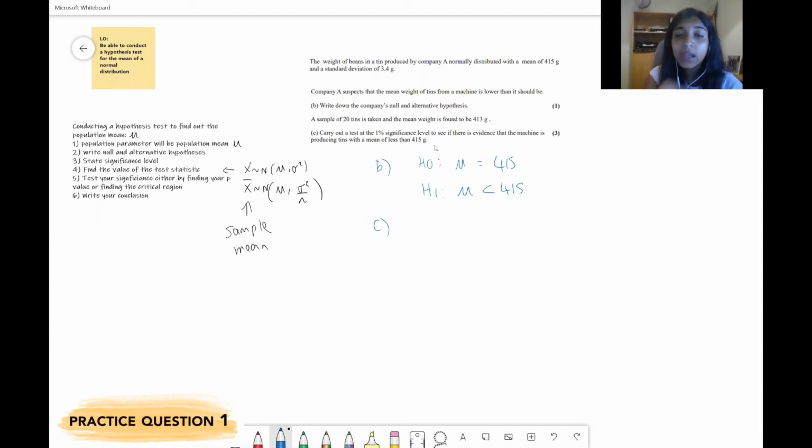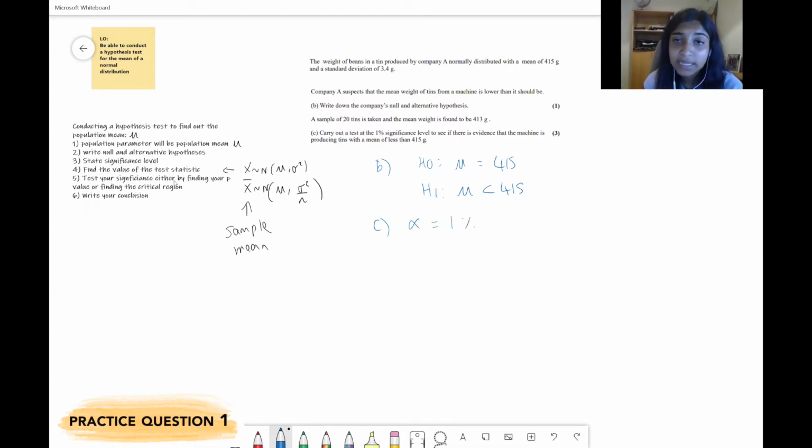So part C: a sample of 20 tins is taken and the mean weight is found to be 413 grams. We want to carry out a test at the 1% significance level to see if there's evidence that the machine is producing tins with a mean of less than 415 grams. So we've done the first and second part: we know that our population parameter is the population mean, and we've written down our null and our alternative hypotheses. Now we want to state our significance level. So alpha would just be 1%.